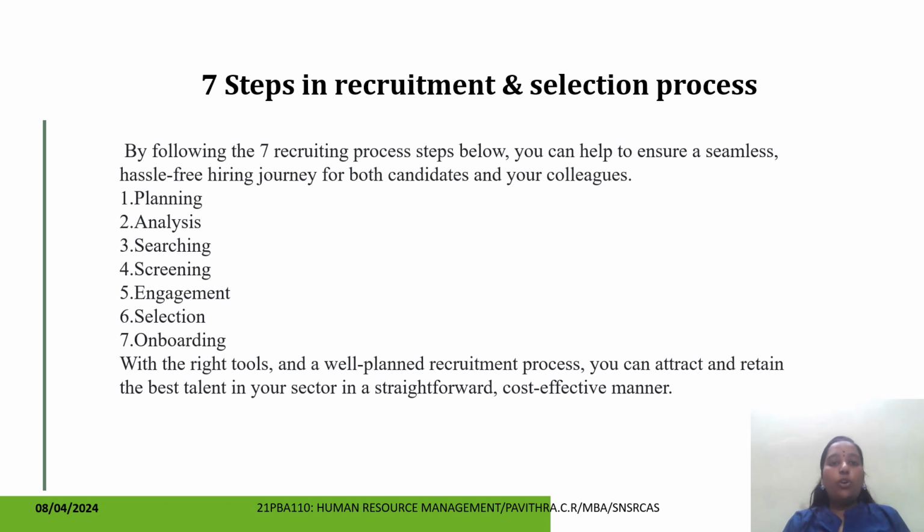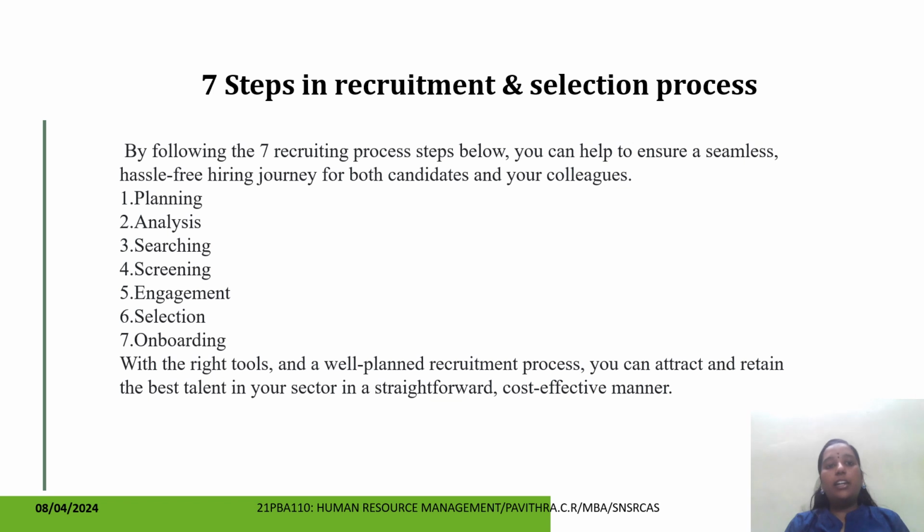Now we will be moving on to the 7 steps in the recruitment and selection process. By following these 7 steps, we can find and ensure the seamless performance of the organization, and it results in a smooth and free journey for both candidates and colleagues. So the 7 steps are: planning, analyzing, searching, screening, engagement, selection, and onboarding processes. Firstly, the planning process is most important.